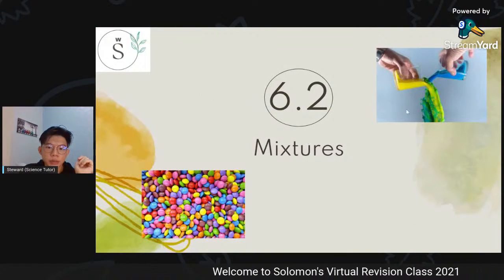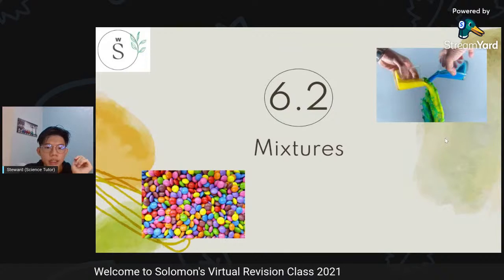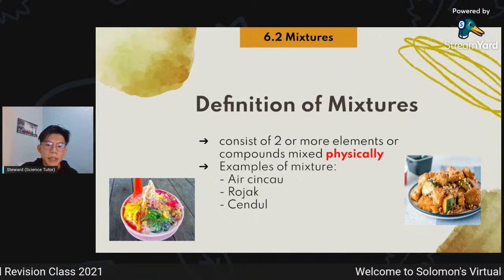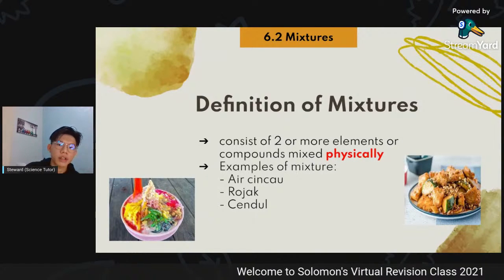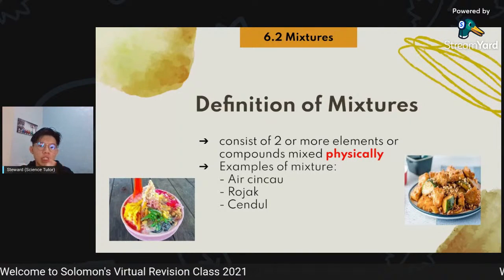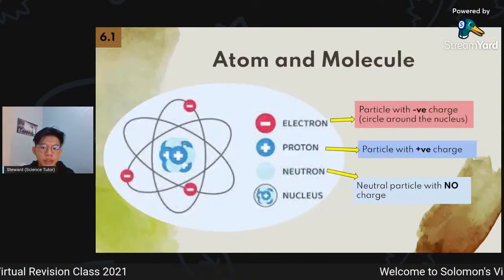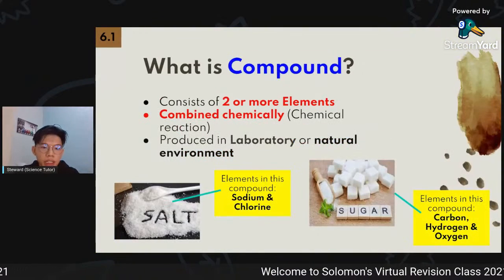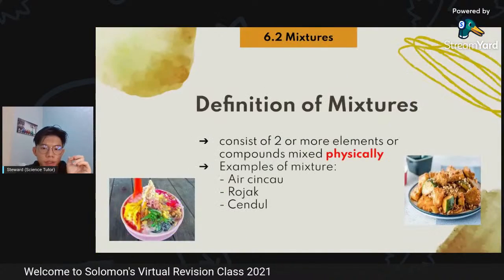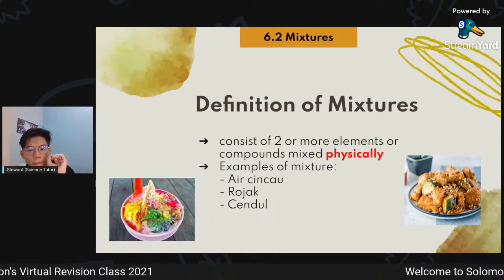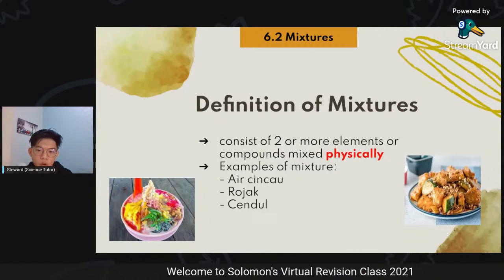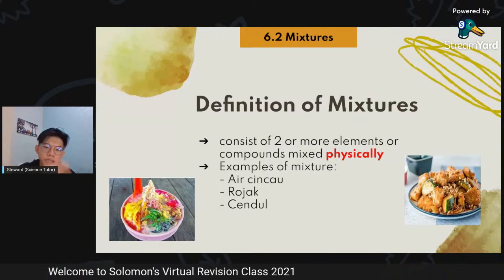Alright, so we've got mixture. Moving on, we've got mixture here. So for the first one, the definition of mixture. I think most of the students will confuse between compound and mixture. A compound is two or more elements that combine chemically. But for a mixture, it is two or more elements or compounds that mix physically. So that one is chemically, this one is physically.